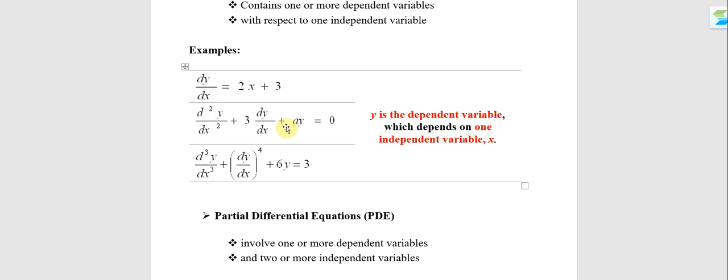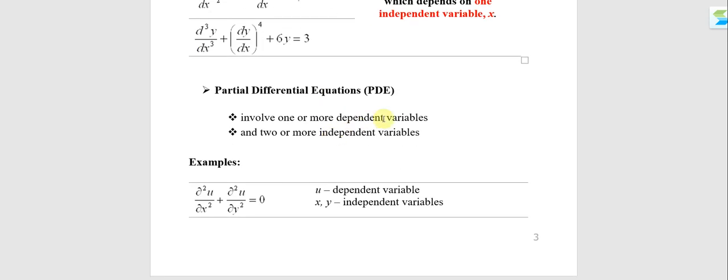Basically, the dependent variable is the variable on top here, and the independent variable will be the one at the denominator. So in this case, you have y as the dependent variable and x as the independent variable. The same goes for these two examples. For partial differential equations (PDEs), it will involve one or more dependent variables and two or more independent variables.